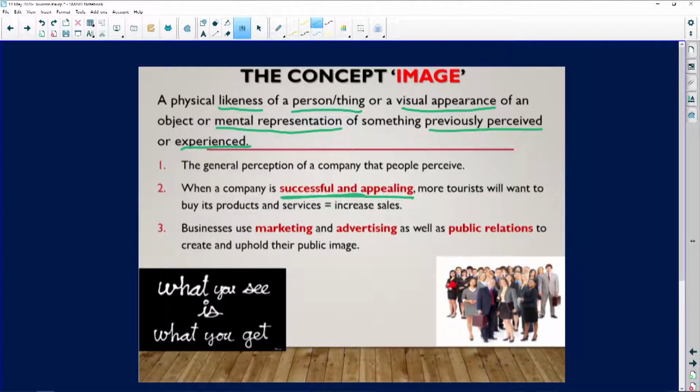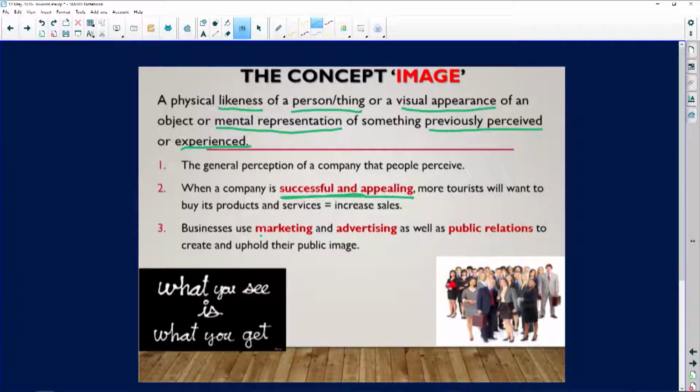Now, what do businesses do to make sure their companies are appealing and successful? They have three methods. The first method, they use marketing. Marketing and advertising, that's the main way how they communicate their image to the public. And then also public relations, PR, as we know it. And that is how they uphold and create their image.